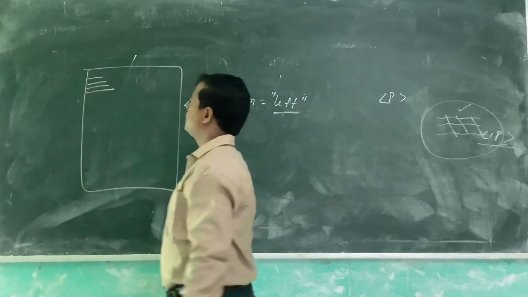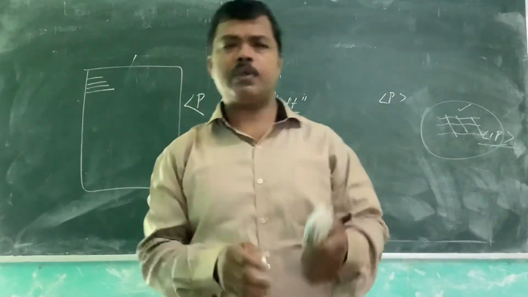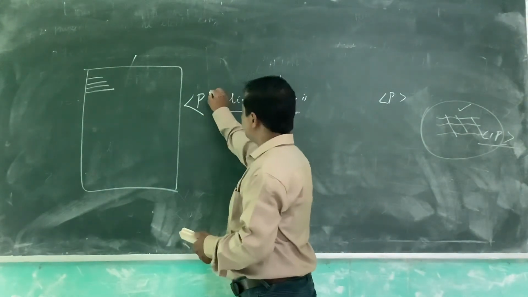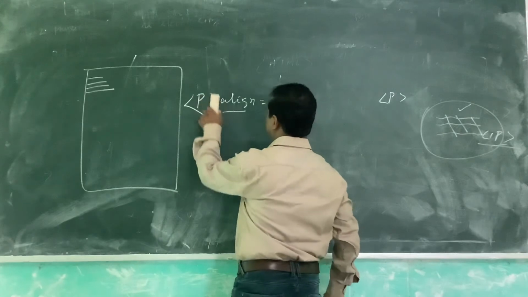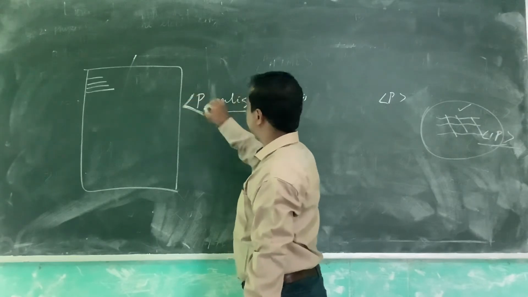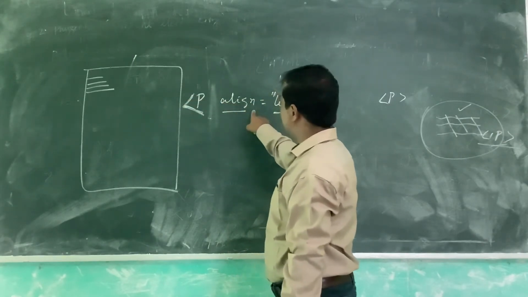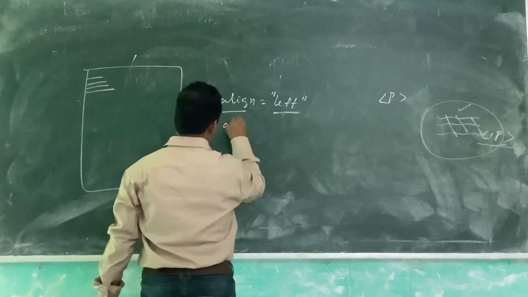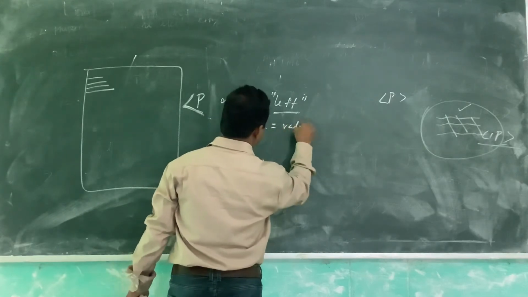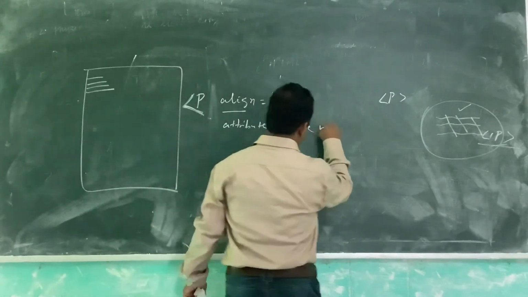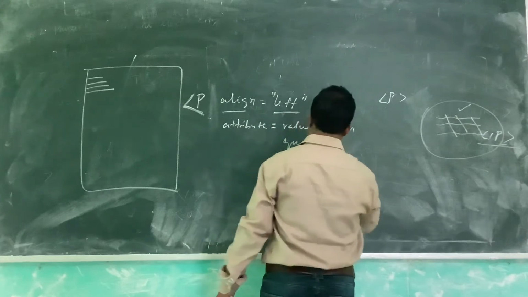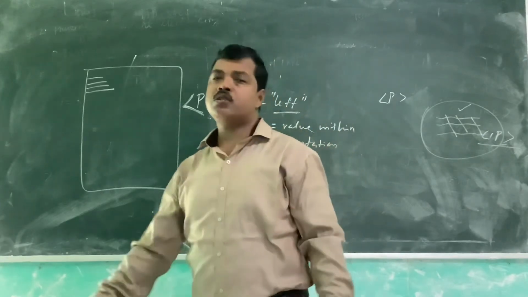In this area, in the left margin, just without enclosing the angle bracket, type the starting angle bracket, then type B, then write the attribute, this is the align. Align is known as an attribute. Then give the equal symbol, then put its value within what? Within quotation. Remember, the value must be quoted.